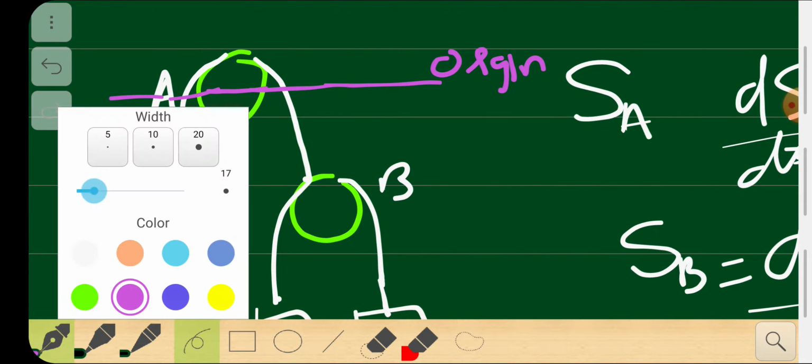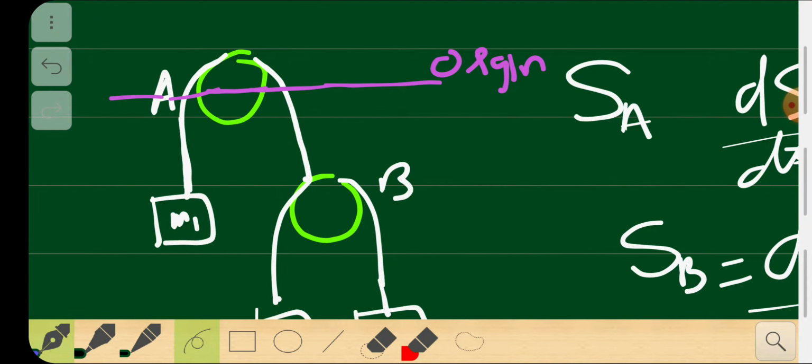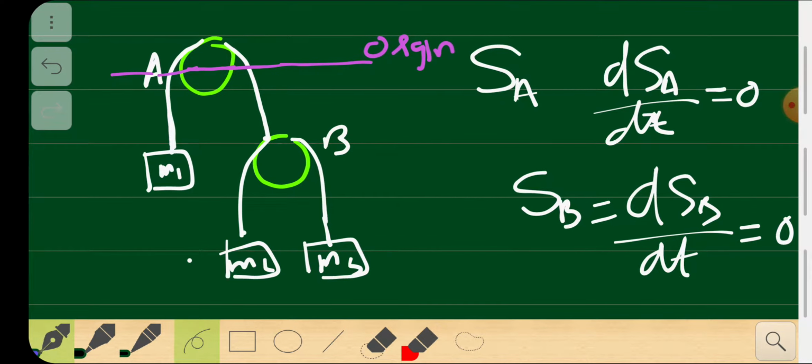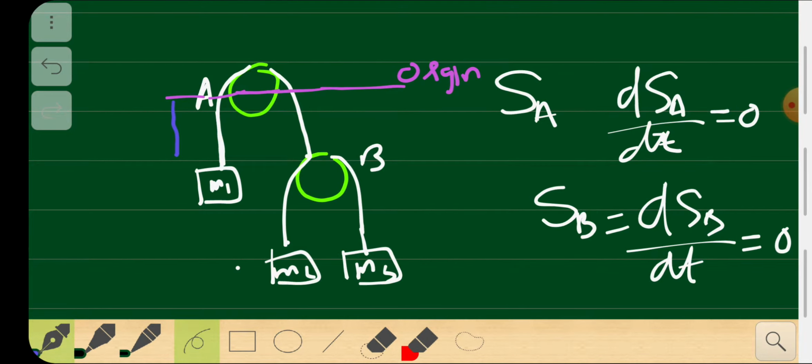Okay, this is my origin. Now what I'm going to do is draw each distance. So m1 will be at some distance, this distance, right? I'm going to call this distance L1, and for m2, I'm going to call this distance to the second pulley, pulley B, L pulley, right?